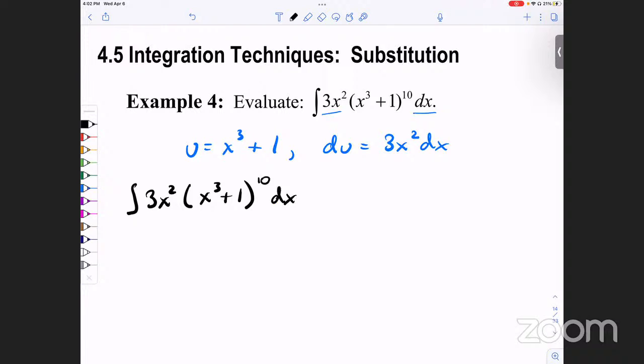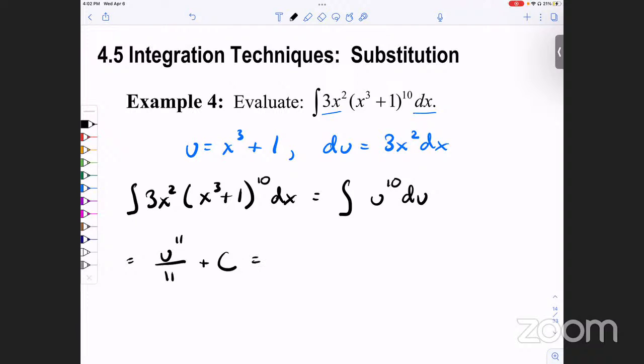Now if we do our substitutions, this is going to be the same as the integral of u to the power of 10 du, where du is the 3x squared dx and u is the x cubed plus 1. So now we're ready to integrate. The integral of u to the power of 10, when you add 1, is u to the power of 11 over 11 plus some constant.